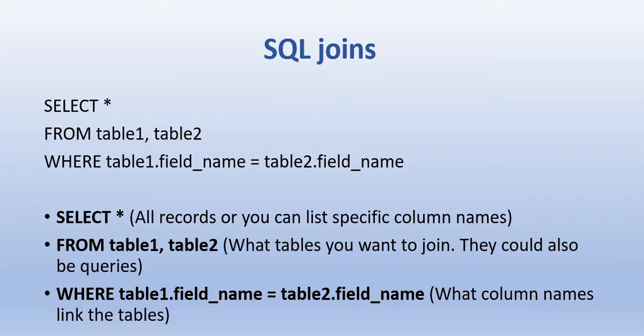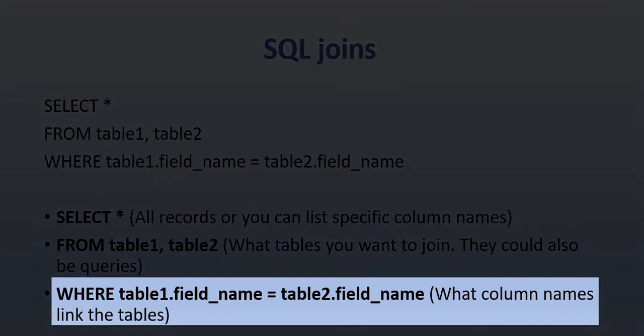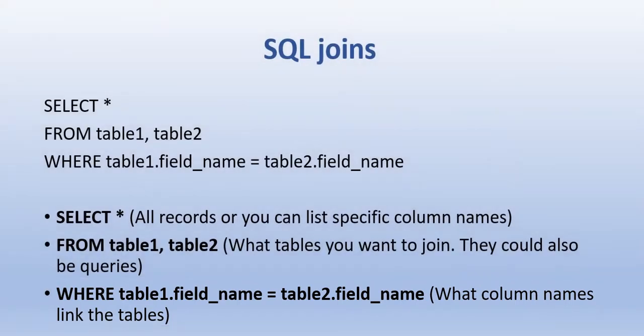And the important line in joining tables is the where line. And this is where table 1 dot the field name equals table 2 dot the field name. And the field names are the columns that essentially link the two tables, the columns that each table has in common. And that's how they talk to each other.